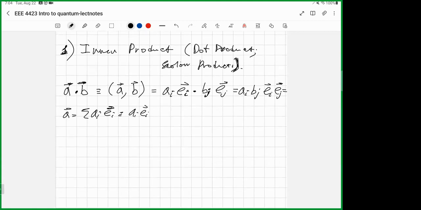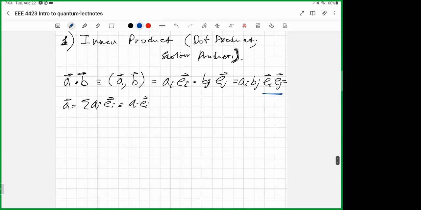Yes. Let's look at this product e_i e_j, and let's think about what it is. Let's specify i and j to figure out the rule. Let's take i to be 1 and j to be 1. In this case, it would be the e_1 vector times the e_1 vector, right?